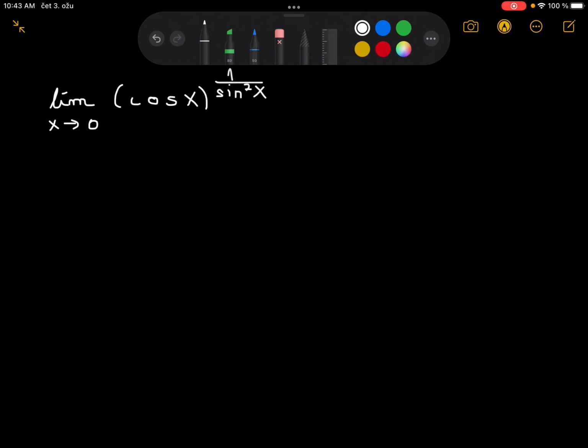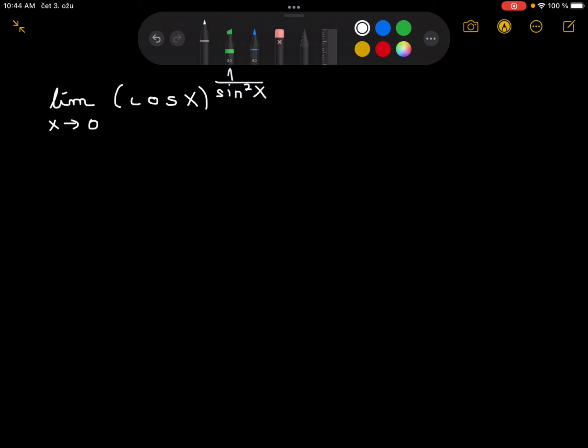So hello everybody. Today we're going to be doing a nice limit problem. Namely, we're supposed to find the limit as x tends towards 0 of cosine x to the power of 1 over sine squared x. And first of all, let's just go ahead and state that it doesn't matter whether or not x is approaching 0 from the positive or from the negative direction.